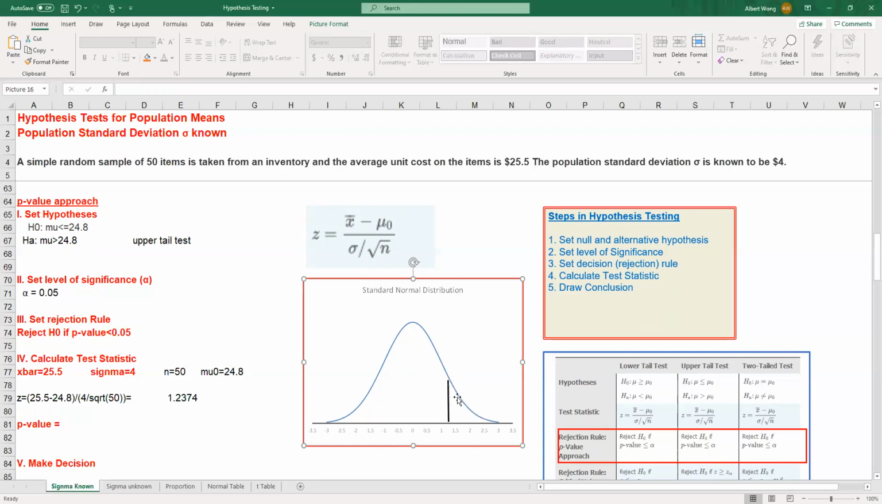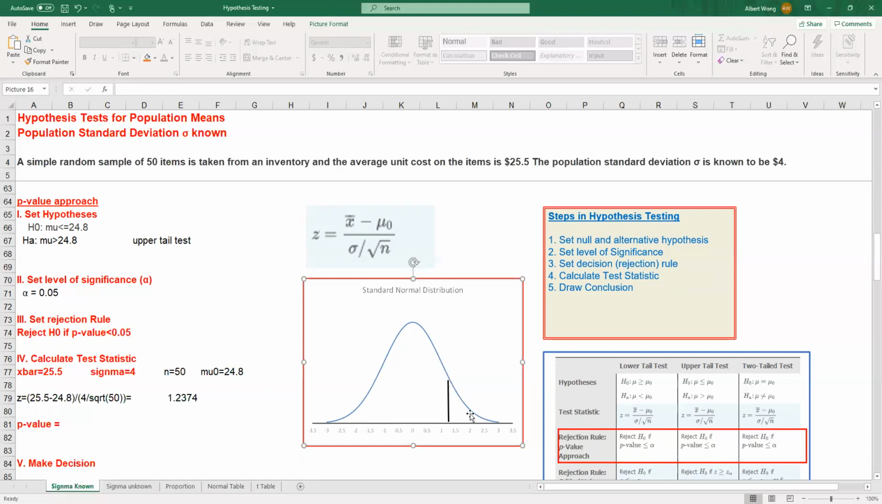So what we want to do is find, either from the table or from Excel, this area, right? This upper tail. Now, if you use the Excel function directly, Excel only gives you the lower tail. If you use the table, it's the same way. The table or Excel will only give you this area, but we want this area.